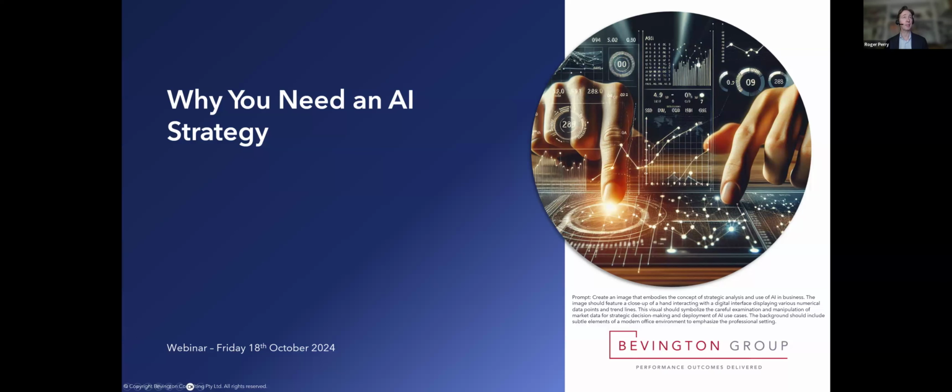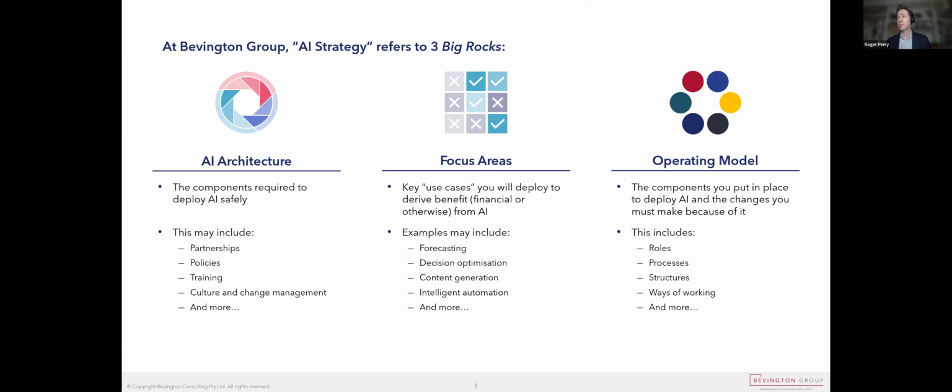Okay. So we're going to be covering what is an AI strategy, the complexities of AI deployment, what happens when you deploy without a strategy, additional benefits of a strategy, and how do we recommend you proceed. And we do need to define what an AI strategy is because we mean a very specific thing. So AI strategy, we're going to talk about architecture, focus areas, and operating model, because the way we think about an AI strategy is that you need three big blocks, and there are lots of subcomponents to this.